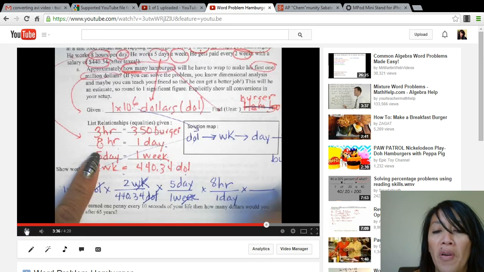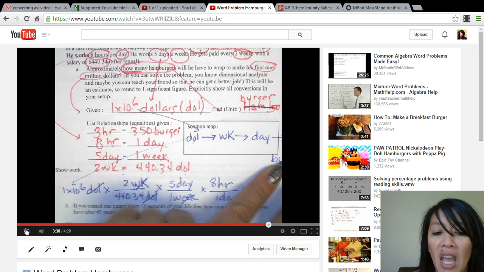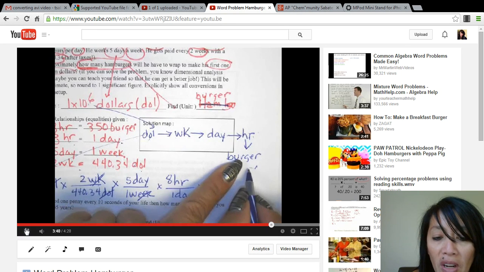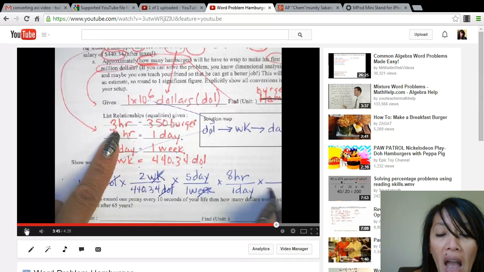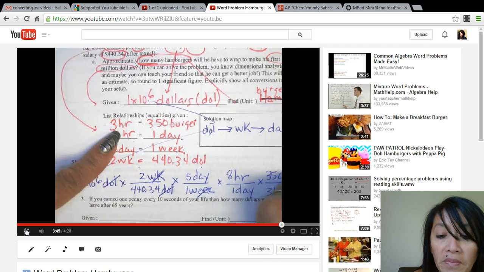Lastly, I put the unit of hours on the bottom. And I know I want to convert to burgers. And I see that they are related. In my problem, in 3 hours, this person can wrap 350 burgers.